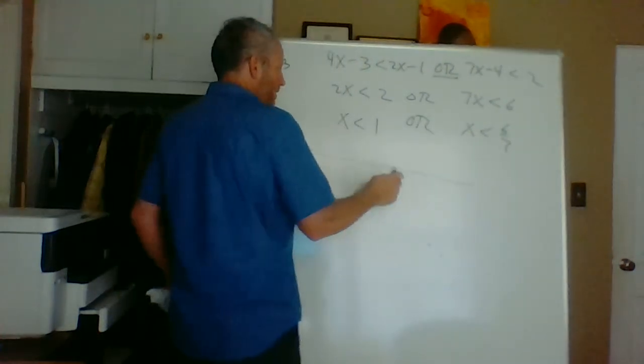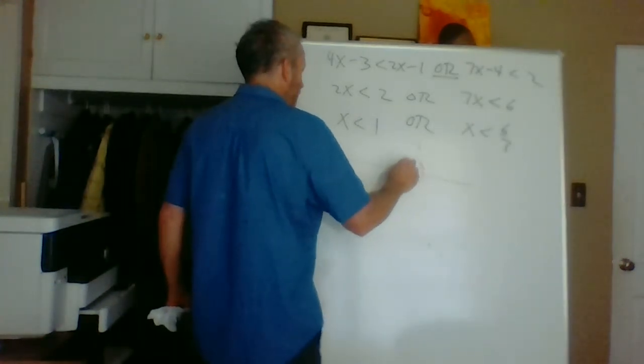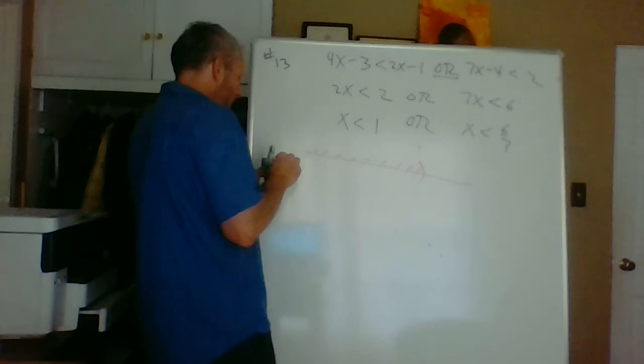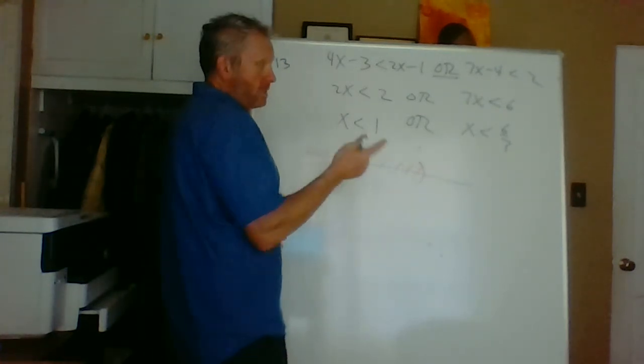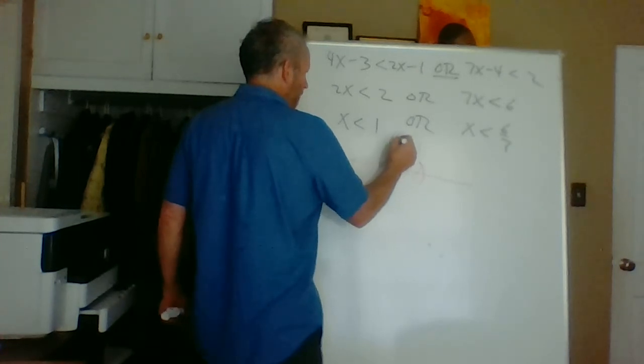So we need all the numbers. Use some different colors here. x is less than 1. Here's 1. Those are all the numbers less than 1. 6/7 is less than 1. So here's all the numbers less than 6/7.